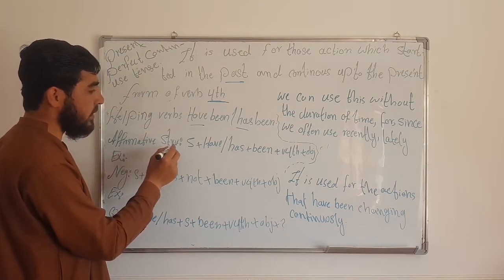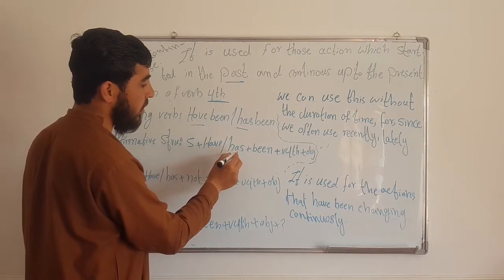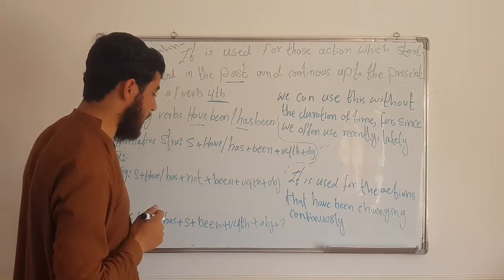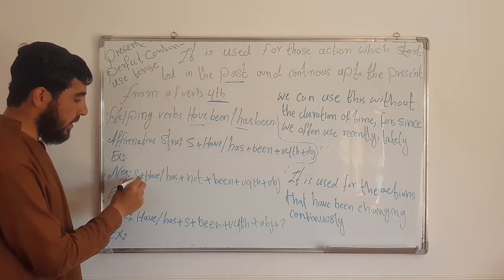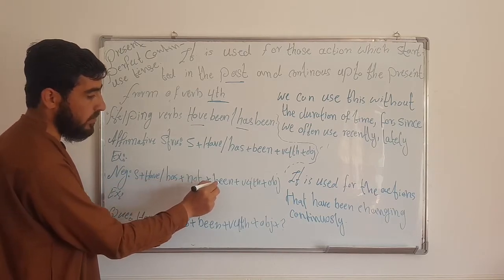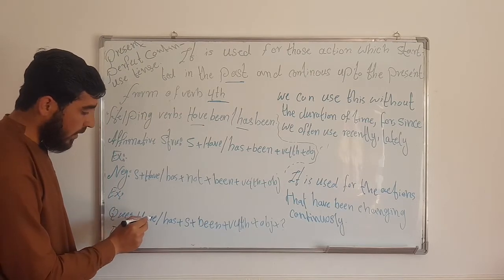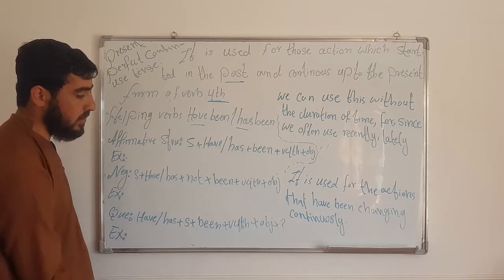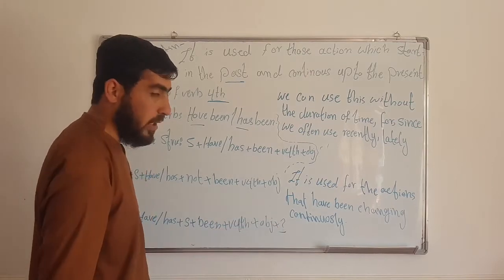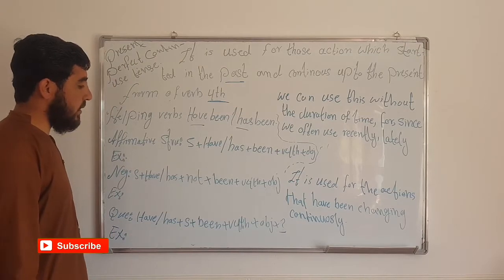Affirmative structure is subject plus have or has plus been plus verb fourth form plus object. And negative: subject plus have or has plus not plus been plus verb fourth form plus object. And the question is have or has plus subject plus been plus verb fourth form plus object plus question mark, right? Let me use it in examples.